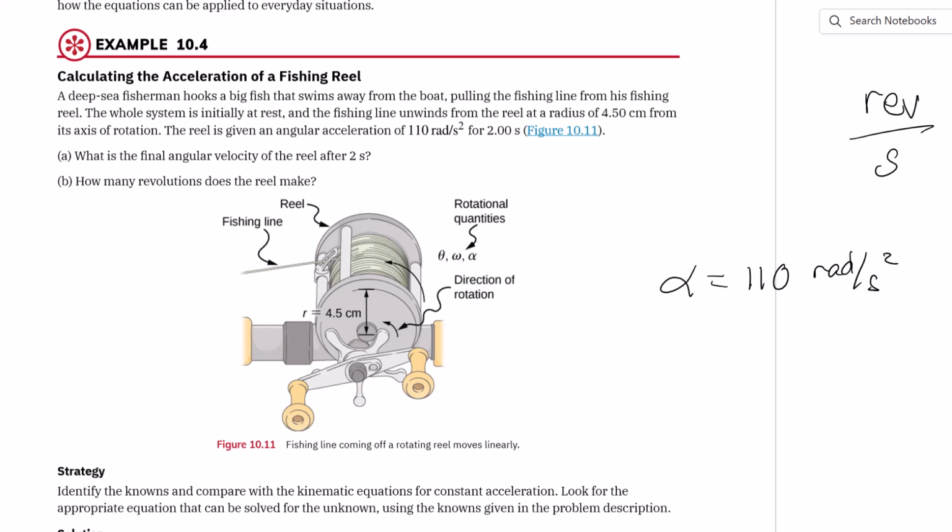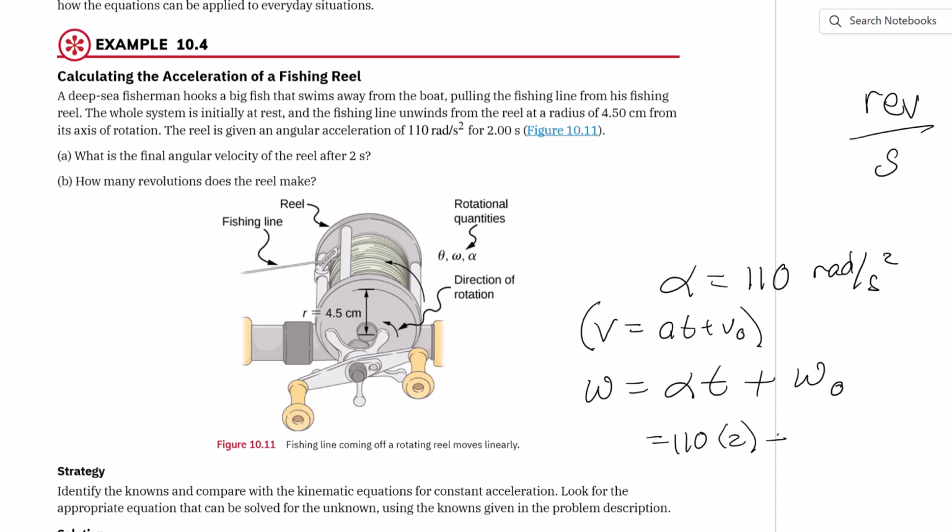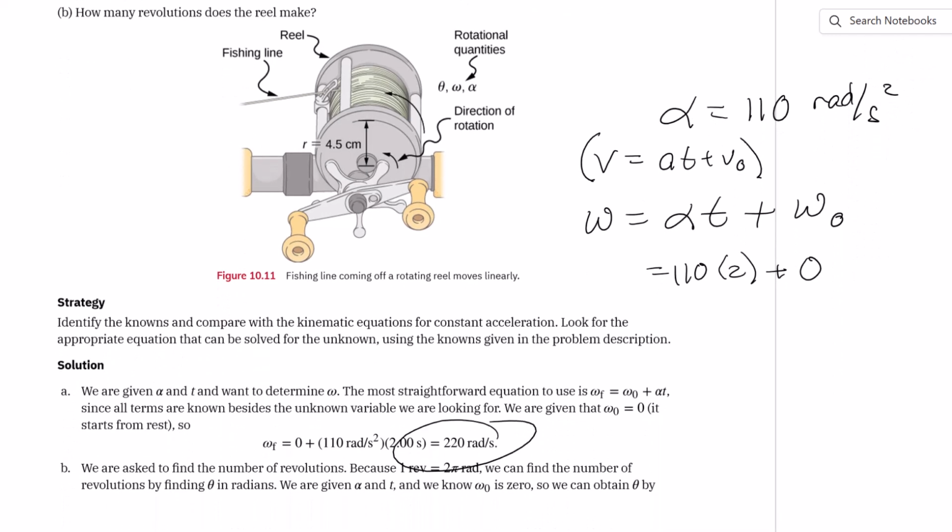Well, hot potato. So I know that the final angular velocity is given by alpha t plus omega naught, because that's just like final velocity equals a t plus v naught. It's the same thing. So 110 radians per second squared times 2 seconds plus, it's initially at rest. So isn't that just 220? Okay, yeah. I'm not going crazy.